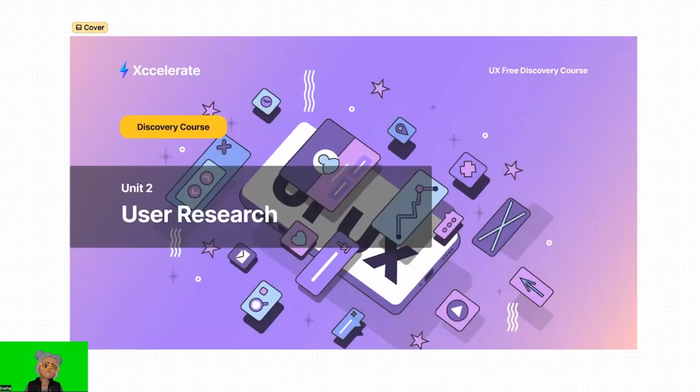Welcome back. In Module 2 of our course, we'll dive into the fascinating world of user research. Understanding your users is key to designing a user-centric landing page that truly resonates with your target audience. Let's explore how we can conduct effective user research together.